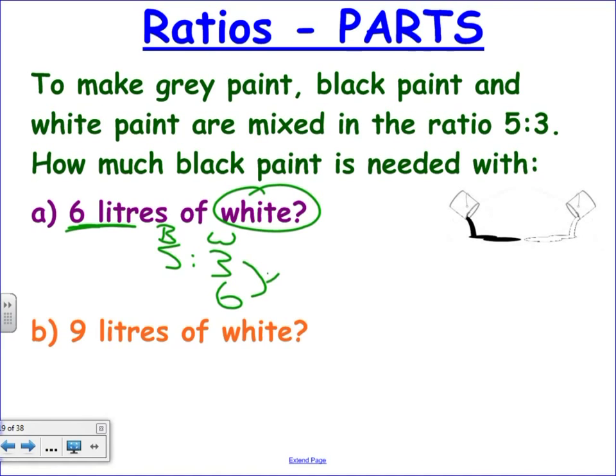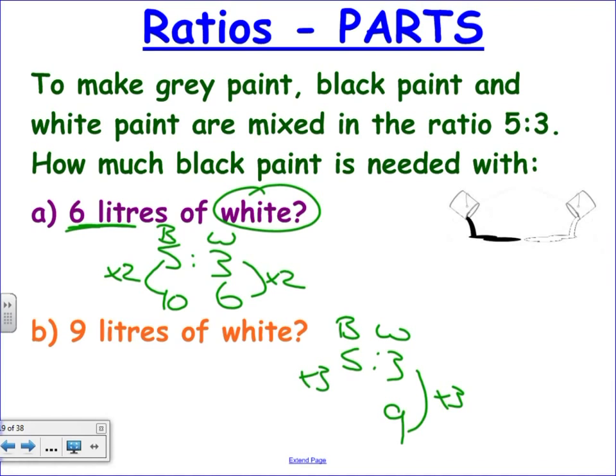So what have I done? What do I need to do over here? So in order to create my grey paint, if I've got 6 litres of white, I need 10 litres of black. Okay? So we've got black and white, again, still the same ratio, but this time I've got 9 of white. Really easy, same again, 15 litres of black. Everyone happy with that? Good.